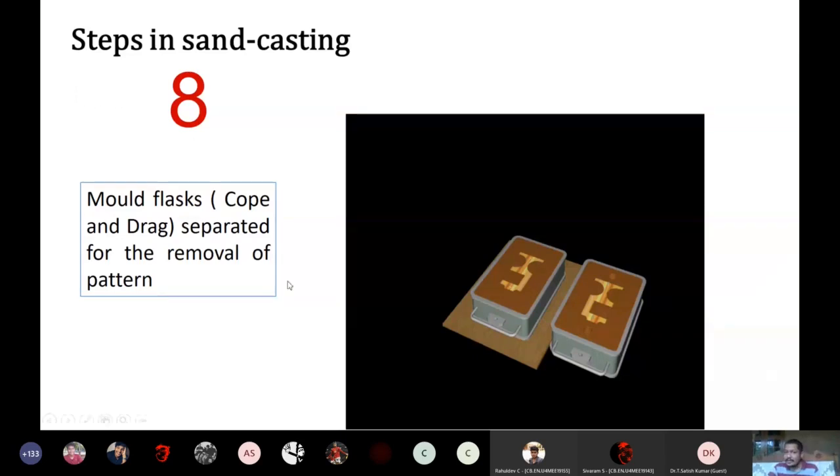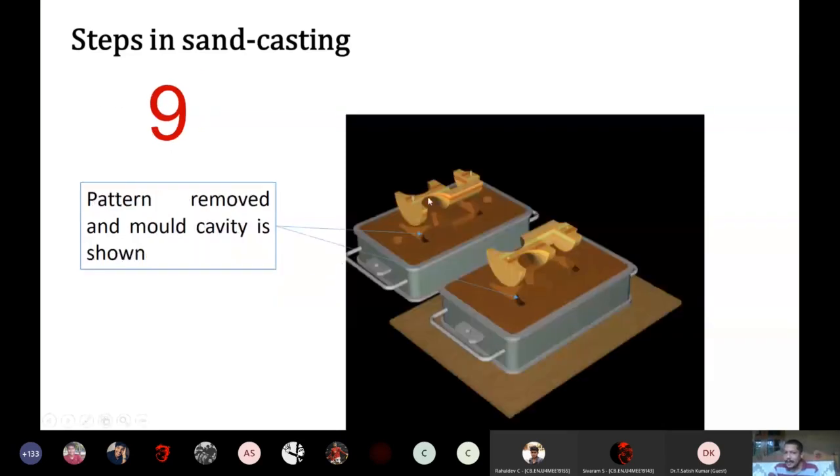In the next stage, you can see the patterns are removed, all the patterns from both sides. You can see here this half of the pattern has a pin and this one has a hole. The hole one will initially be fitted into your drag box. The pin one you will fit in the cope box. So when it comes in the inverted condition, it will exactly match on these holes and you will get the final cavity without any distortions. If this location pin is not there, this may get shifted.